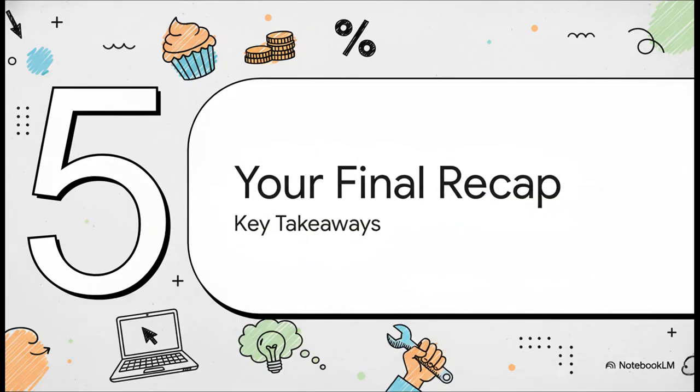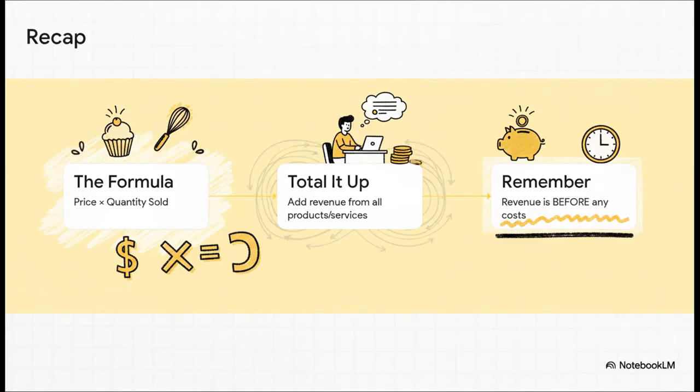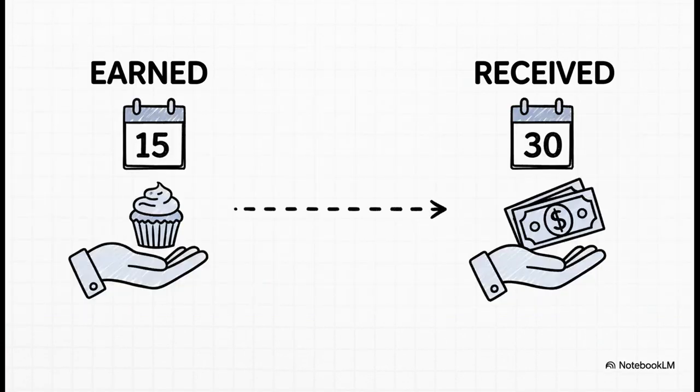Okay, we've moved pretty quickly through this, so let's just take a second to lock in the most important points with a final summary. So, here are the 3 things to burn into your memory. First, it all comes down to that simple formula: price times quantity. Second, if you sell more than one thing, just do the math for each one and add it all up. And third, and this is the big one, always remember that revenue is the grand total before you subtract any of your costs.